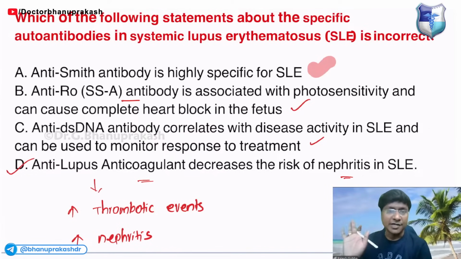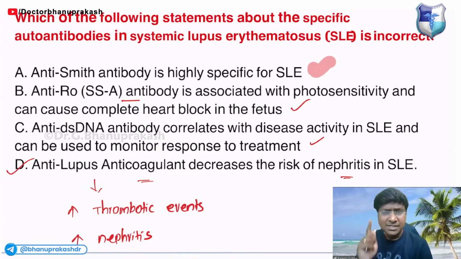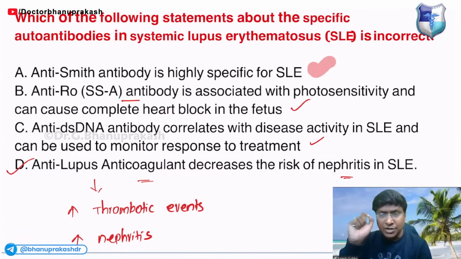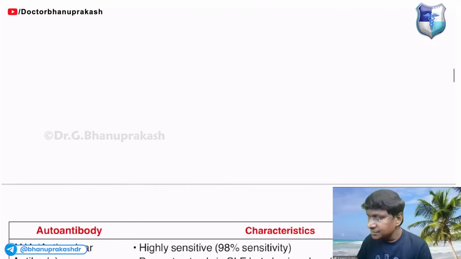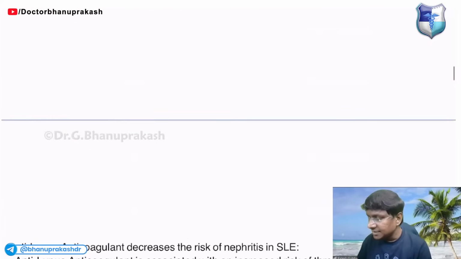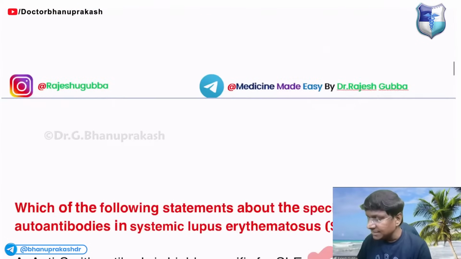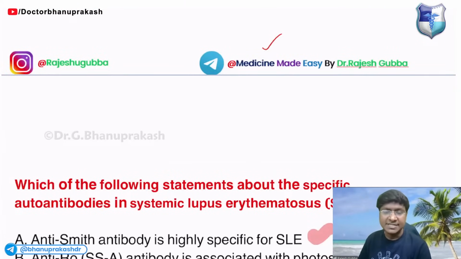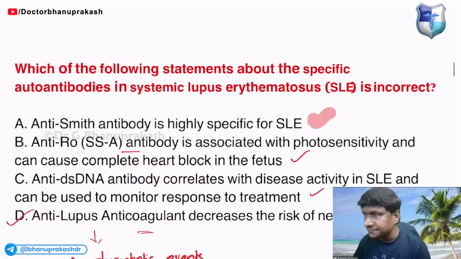Serology is very important in SLE. Serology is important in two scenarios. Number one, hepatitis B, so revise hepatitis B serology before going to the exam. Number two, SLE: you should revise the SLE serology antibodies before the exams. I'll give you a table. I'm repeating once again, this PDF is available on my Telegram channel, Medicine Made Easy by Dr. Rajesh Gubba. You can join and download this PDF.